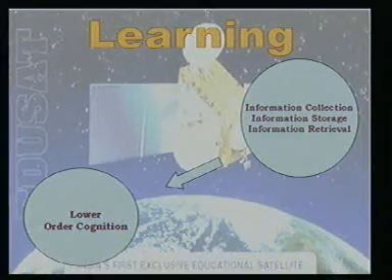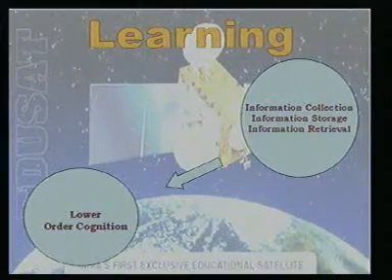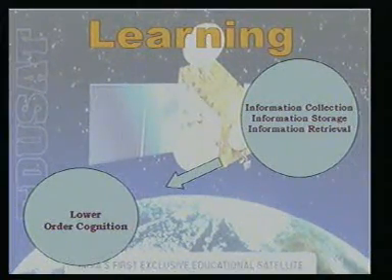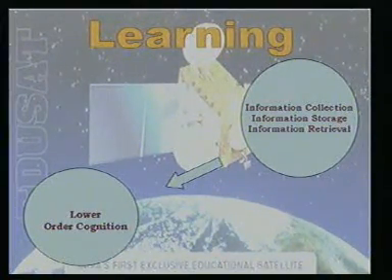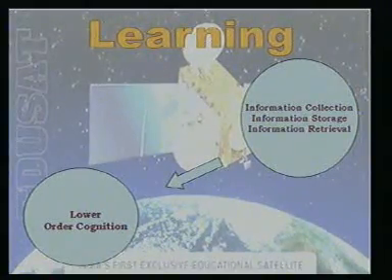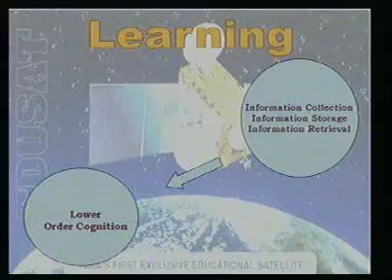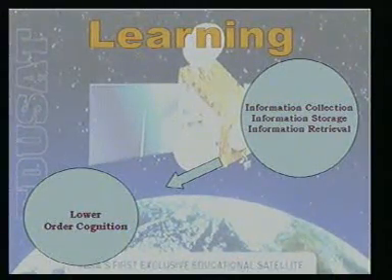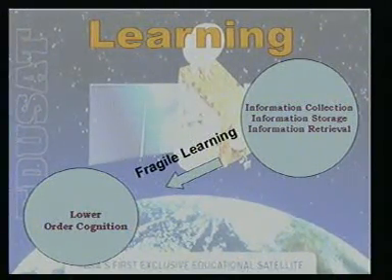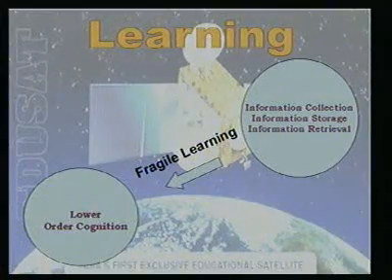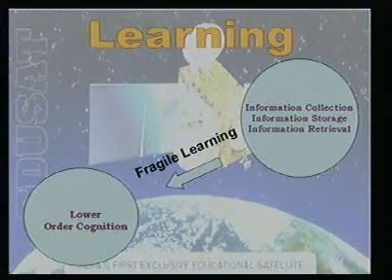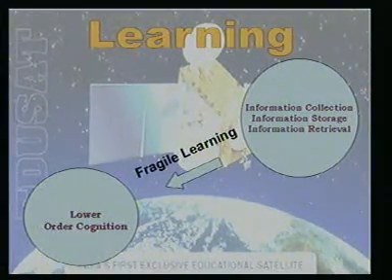Now, how do we bring in this interactivity, or what are the pedagogical issues of satellite based education? Pedagogy is the art and science of the teaching-learning process. So what is learning basically? Learning is information collection, storage and retrieval, which leads to lower order cognition. And all the psychologists, especially Bloom, say that the collection, storage and retrieval of information only leads to lower order cognition, which is basically called fragile learning.